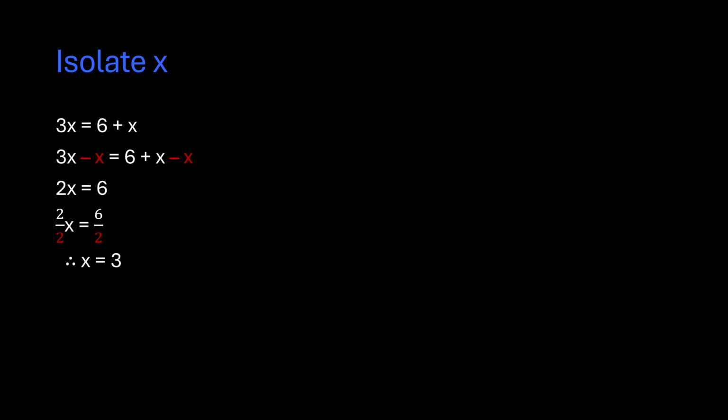If that's a little confusing, imagine you had 3 apples and you took away 1. Now you have 2 left, as simple as that. Then we remain with 2x = 6. When we divide both sides by 2, we get x = 3. We now substitute 3 back into the original equation, and we can conclude that 3 is a valid solution.